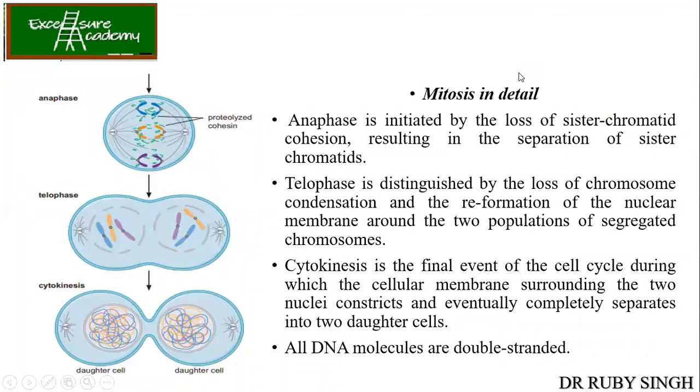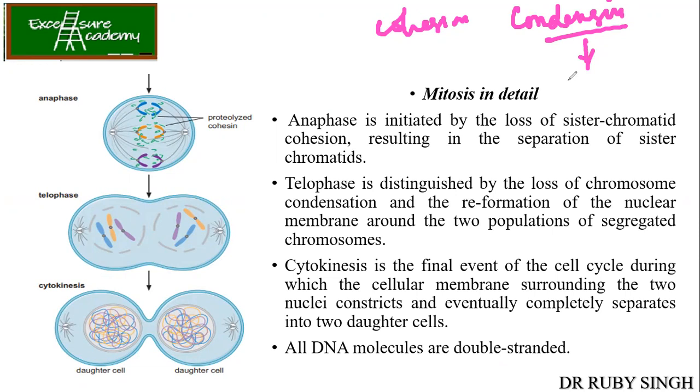Now, anaphase. After prophase and metaphase, the third stage is the anaphase. What is happening in the anaphase? It is initiated by the loss of sister chromatid cohesion, resulting in the separation of sister chromatids. In the previous lecture, we talked about two types of proteins, cohesin and condensin. What was the function of condensin? Its function was to compact the chromosome structure, and cohesin's function was to keep the two sister chromatids together.